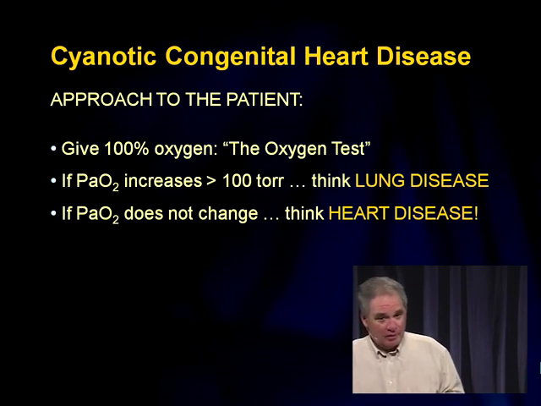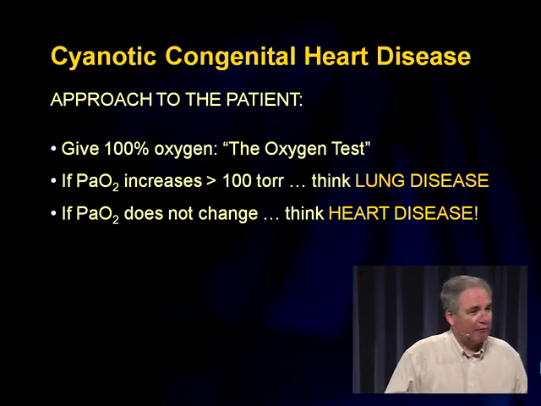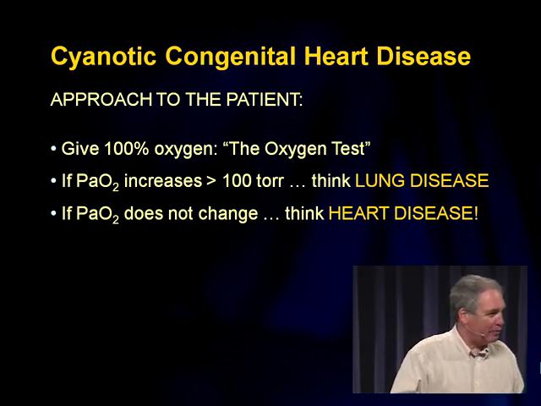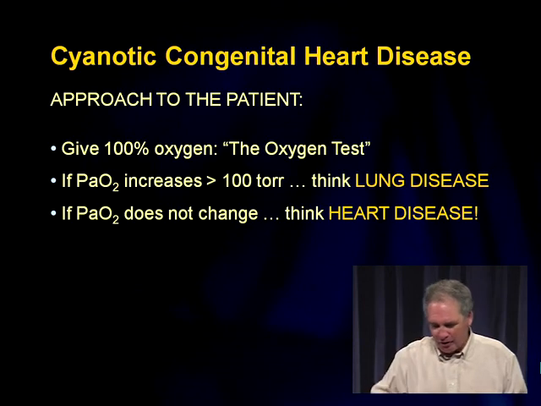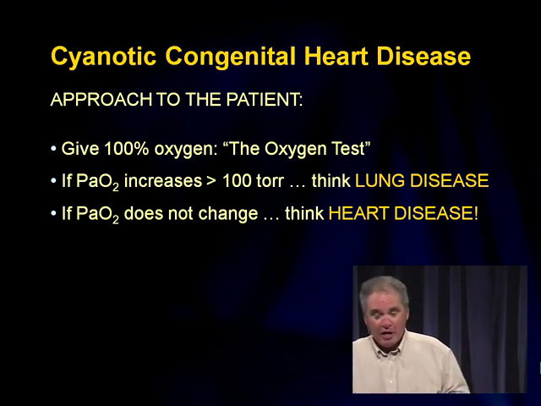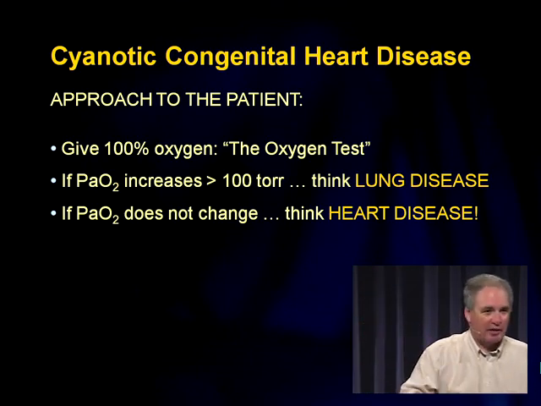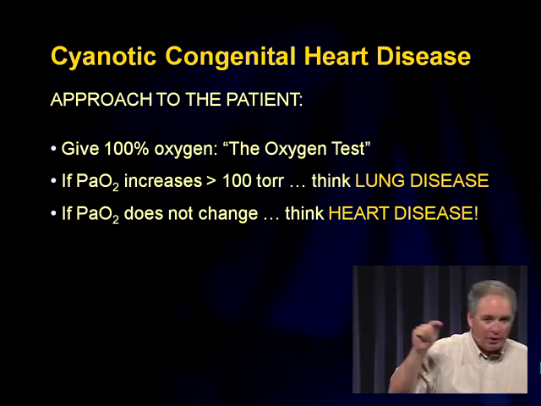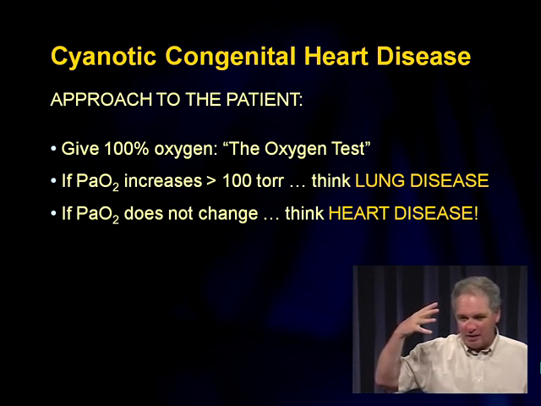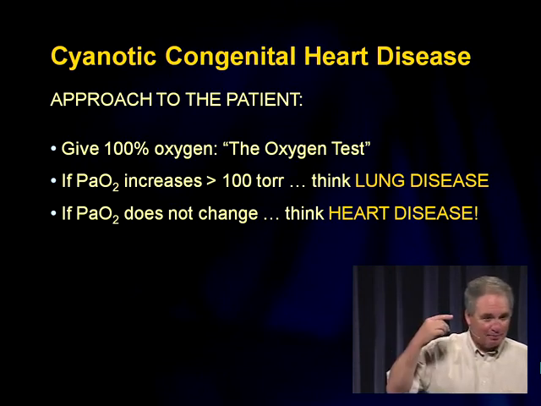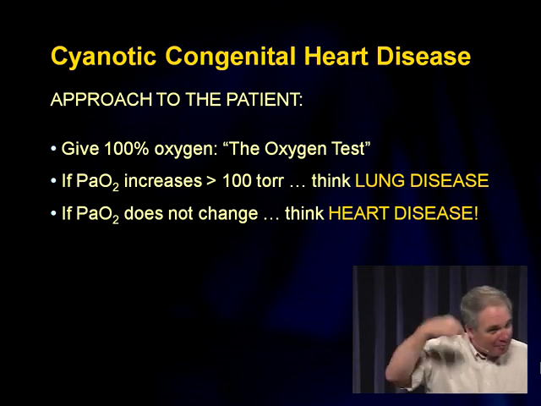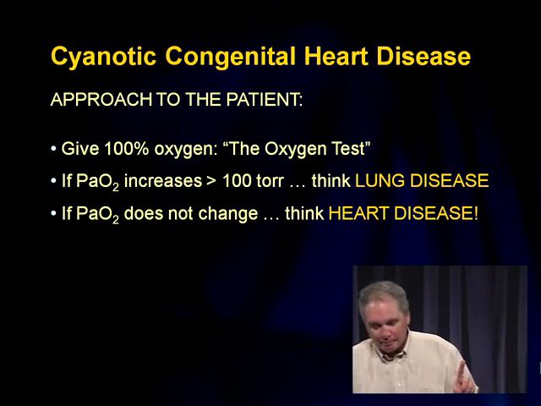First, give oxygen. You do that reflexively and instinctively. Any baby with cyanosis, you slap the oxygen on, and it's called the oxygen test, because if the baby's PO2 goes from 20 to 180, lung disease. Get an x-ray, figure out what it is. Your problem, not mine, okay? The PO2 does not change. If it goes from 20 to 21 in 100% oxygen, heart disease. My problem. Yours too. I'm going to make it yours too, but my problem. Okay?